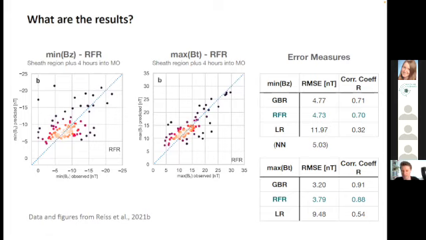For example, the root mean squared error, just to give you a feeling for the numbers, for the random forest regressor, for the minimum BZ was 4.73, and we got a correlation coefficient of 0.7. And for the maximum PT, we got a root mean squared error of 3.79 nanotesla and a correlation coefficient of 0.88. And I also would like to mention that we had a summer intern who, in addition, tried to test a neural network in comparison. And we found for this neural network that the student developed a root mean squared error of around 5 nanotesla.